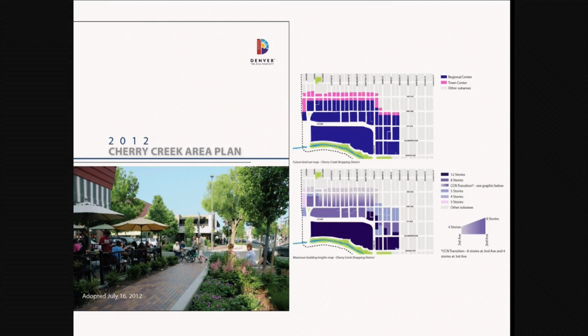And notice between is that 2nd and 3rd, it's actually a gradient. Again, plans don't have to be precise. They have to express an intention. And what that gradient expresses is going down from 8 stories to 4 stories in between 2nd and 3rd. And so later when you do zoning, you create zoning regulations on how things can be built that match this intent. So 12 stories right along there and 8 stories on 1st Avenue as it turns to Steele. So all those new buildings you're seeing, I would say, this plan is being implemented.